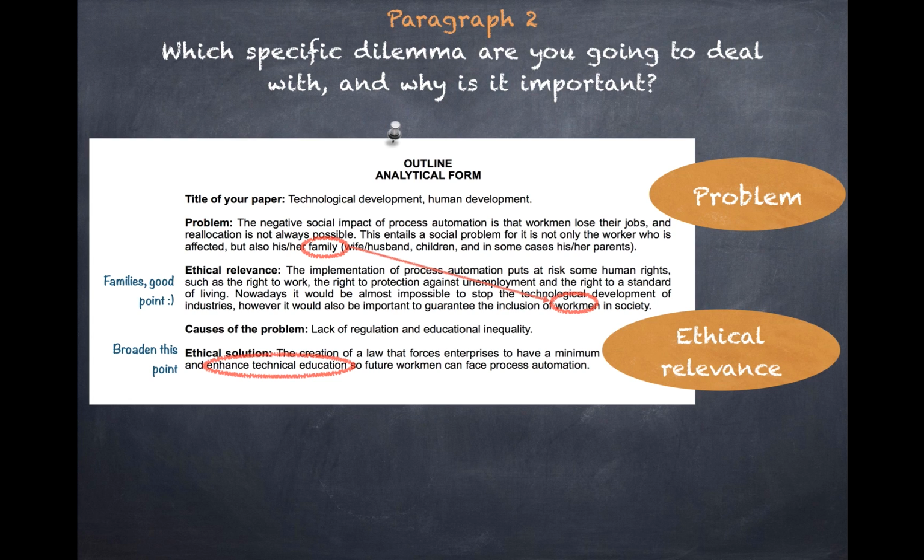This entails a social problem, for it is not only the worker who is affected, but also his/her family, wife, husband, children, and in some cases his/her parents. And our ethical relevance read: the implementation of process automation puts at risk some human rights, such as the right to work, the right to protection against unemployment, and the right to a standard of living. Nowadays, it would be almost impossible to stop the technological development of industries.